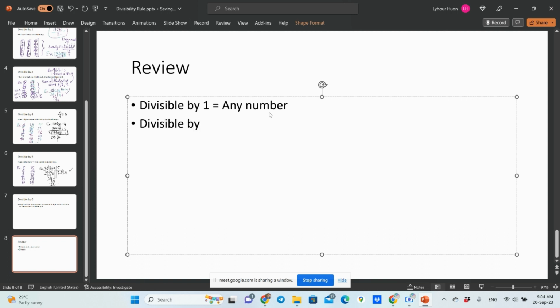How about divisible by 2? What are the numbers that can be divisible by 2? All even numbers. If it's a large number, even is just noticed by the last digit, right? If the last digit is an even number, the whole number will be divisible.